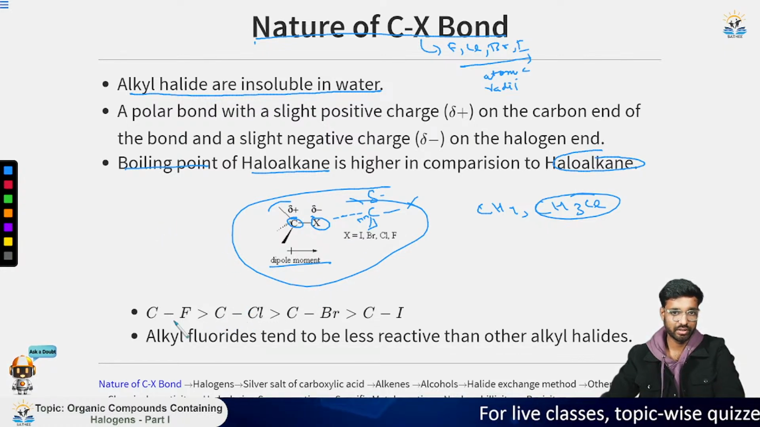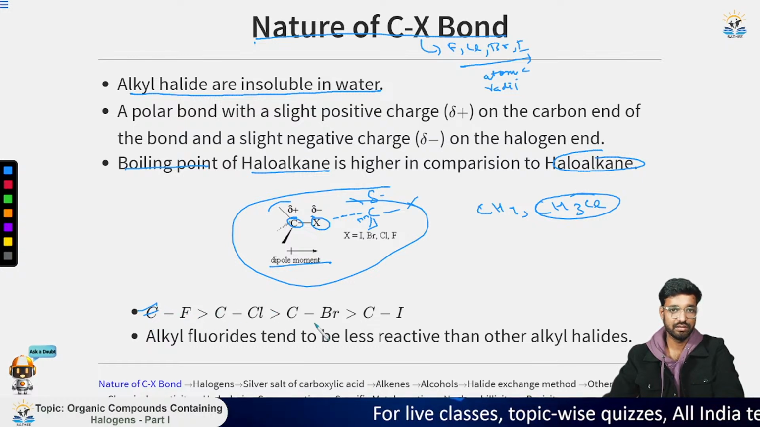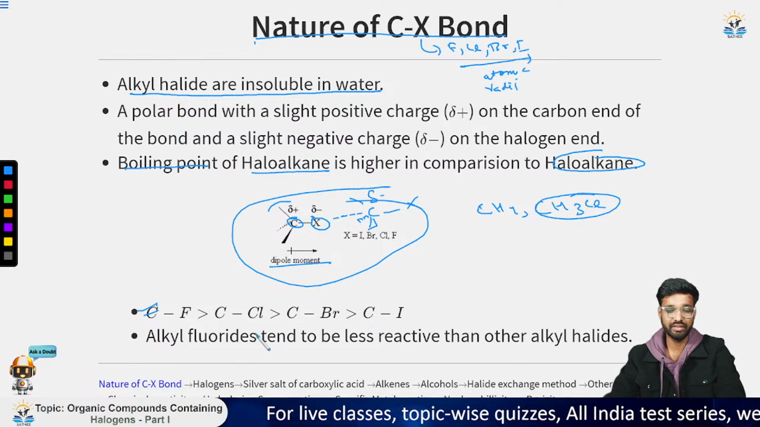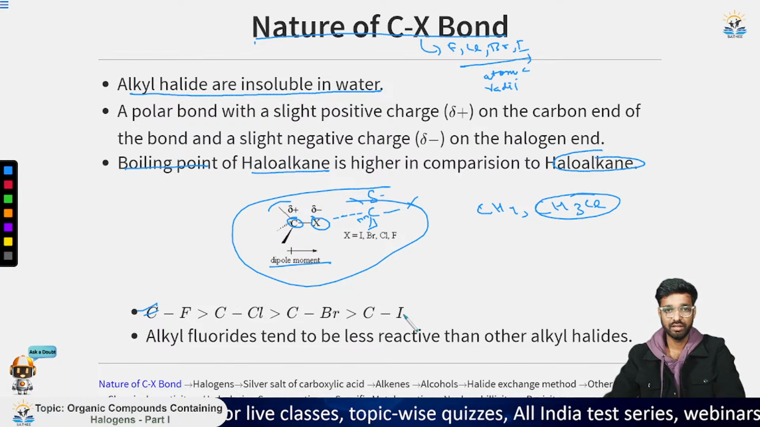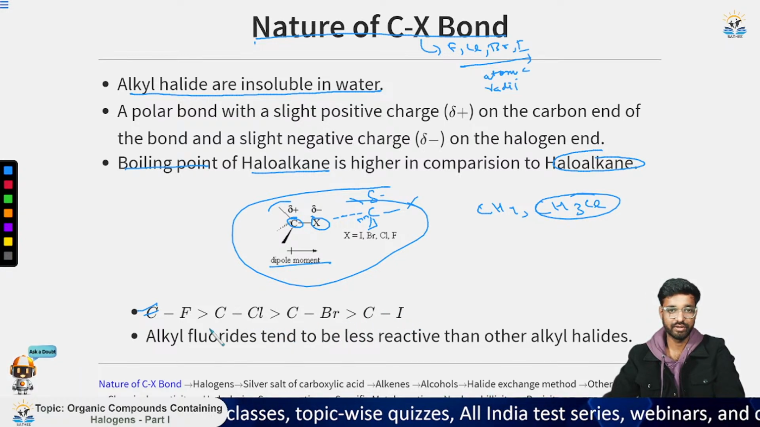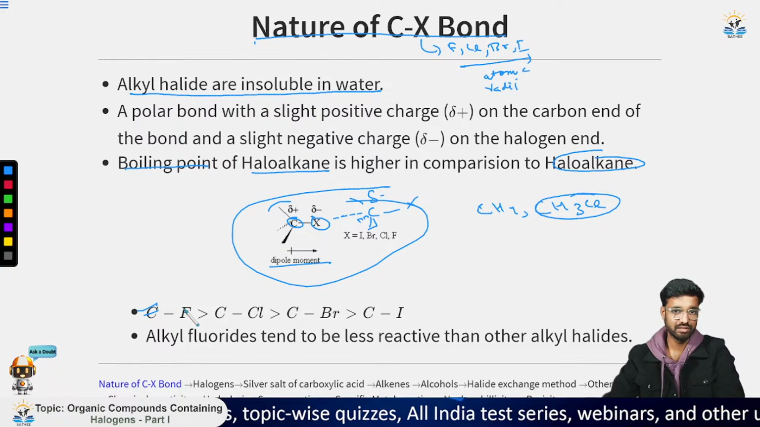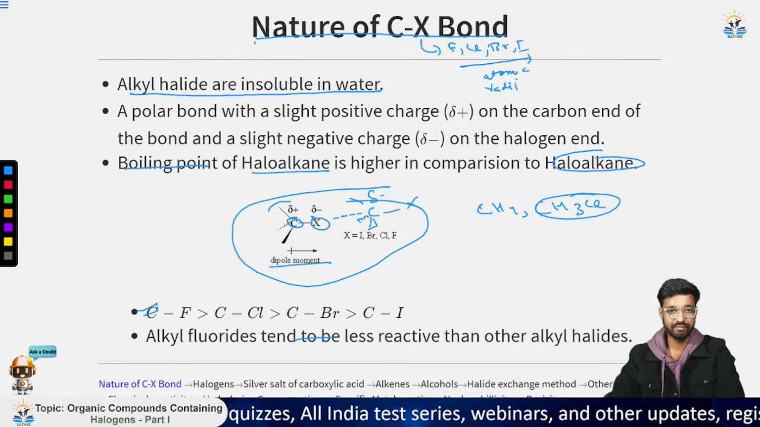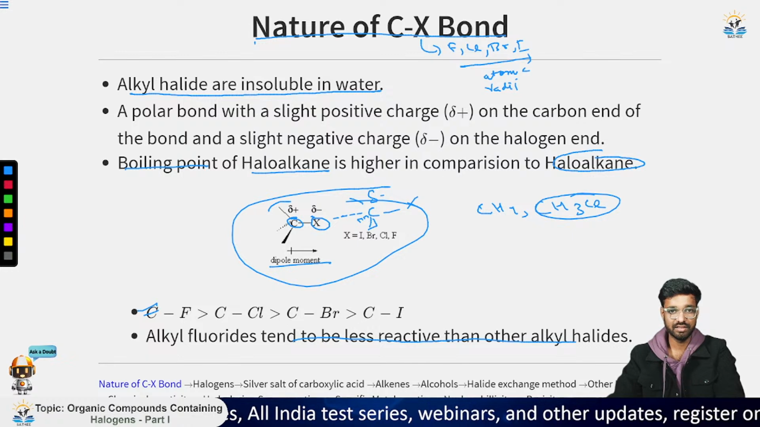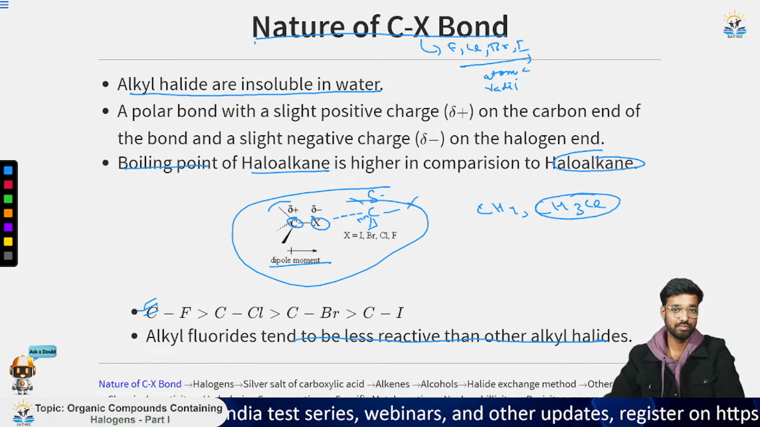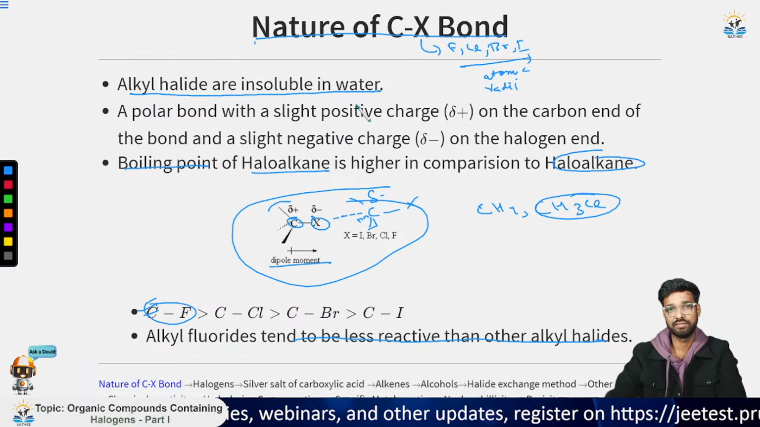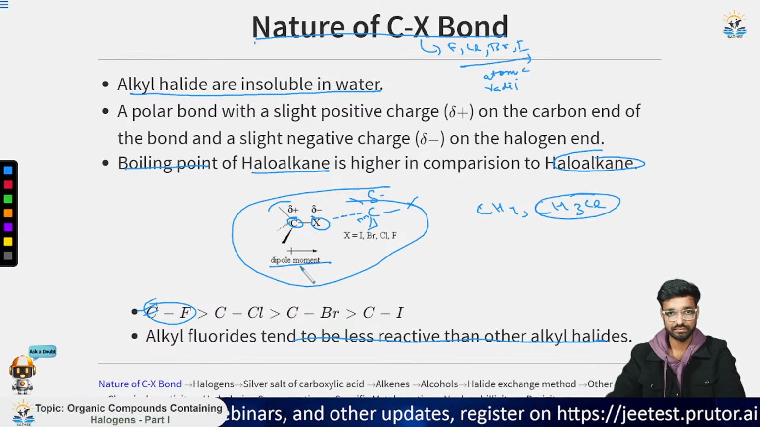Now coming to bond strength, this is the order of bond strength: C-F, C-Cl, C-Br and C-I. This is a very common order. Why? Because of the decreasing size of iodine, bromine, chlorine and fluorine. Fluorine has the shortest bond length. Alkyl fluoride tends to be less reactive than any other alkyl halide due to this short bond length. So this was all about the nature of the C-X bond.